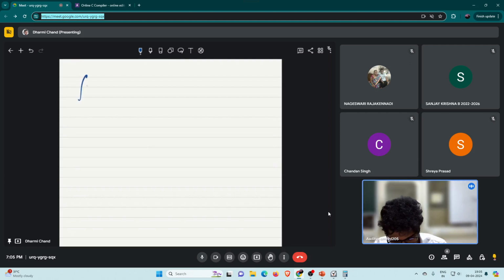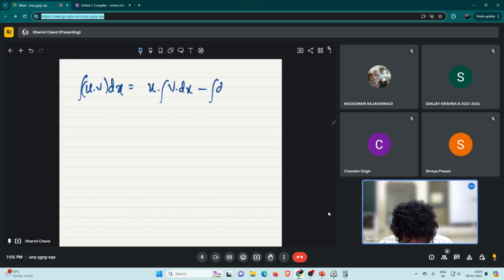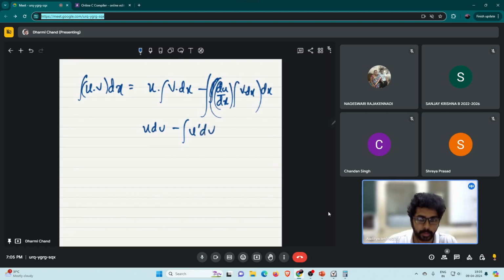So if I have u into v dx, this is nothing but u into integral of v dx minus integral of du by dx into integral of v dx, whole thing dx. Okay, so basically u dv minus u dash dv. Okay, so this is the thing.